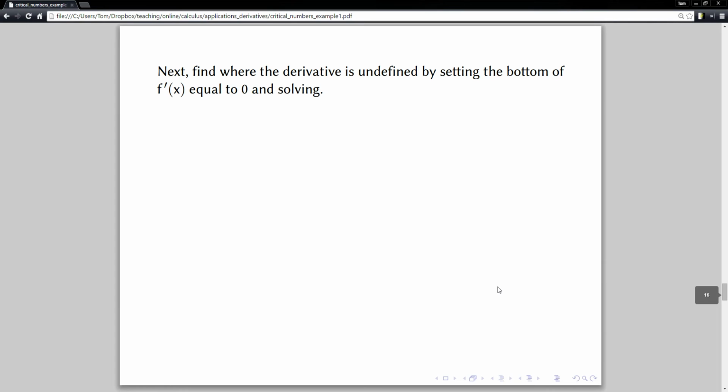Next, I need to know where the derivative is undefined. Because our derivative is a fraction written as one big fraction, we can figure that out by setting the bottom part equal to 0 and solving. The bottom part of our derivative was 3x plus 1 squared. We're going to set that equal to 0 and solve.